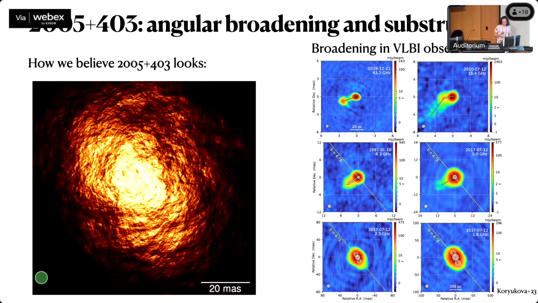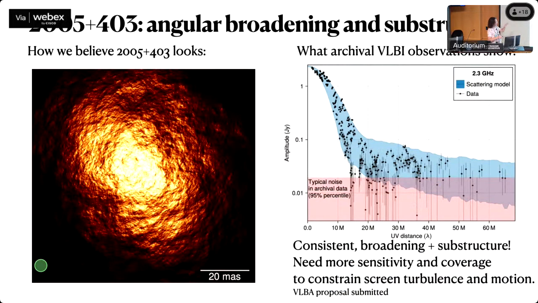But in some of the archival observations, I won't go into many details because this is a radio interferometry specific plot. At the largest baselines, we have two telescopes very far from each other. You can see some hints of refractive scattering as well. But in the archival data, it is really at the limit of the noise. We can be generally sure that we see something here, but we cannot really model it reliably.